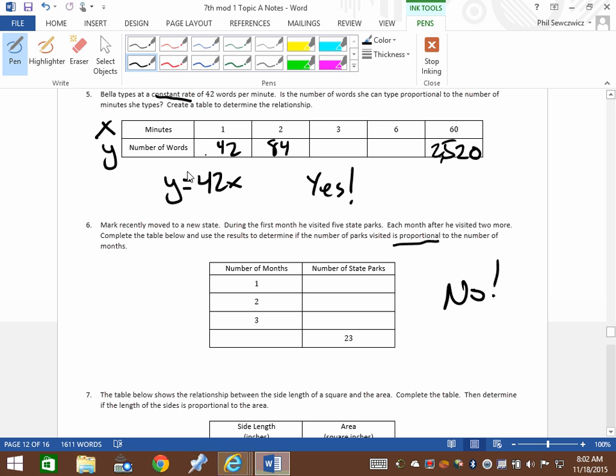Part of it is because there's no constant rate. The first thing he did was 5 of them. Did he consistently visit 5 parks a month? No. Each month after that, it was 2 more. So if in the first month it was 5, the next month he visited 2 more, so altogether now we're at 7. And then it's 9. Now, this is what makes it a little more difficult, because we've skipped and we have to go back and figure out what we've actually ended up doing.